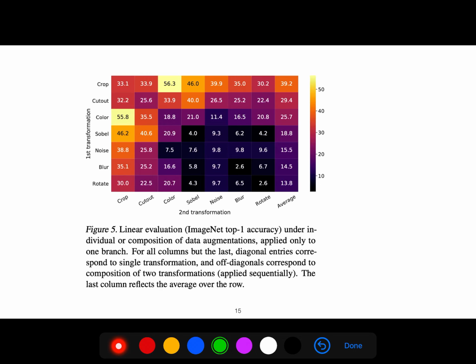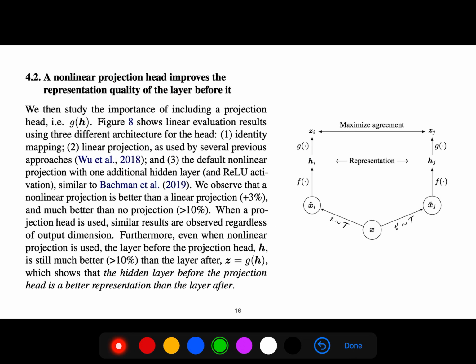And they also did this second transformation, which is linear evaluation under individual composition of data augmentations. And as I said, a nonlinear projection head improves the representation quality of the layer before it. So we then studied the importance of including a projection head, this g. And this figure shows linear evaluation results using three different architectures: identity mapping, linear projection, and the default nonlinear projection with one additional hidden layer.